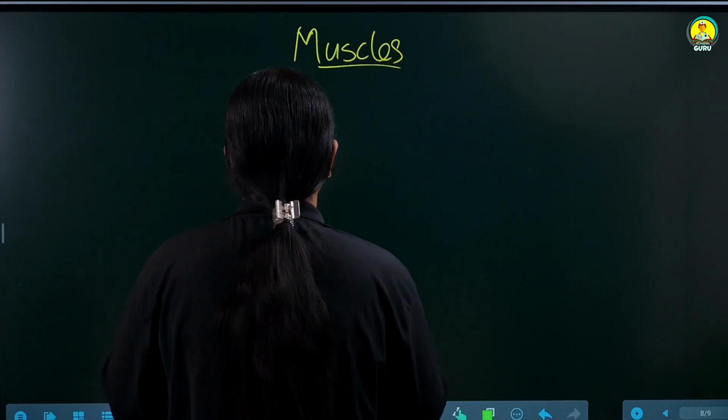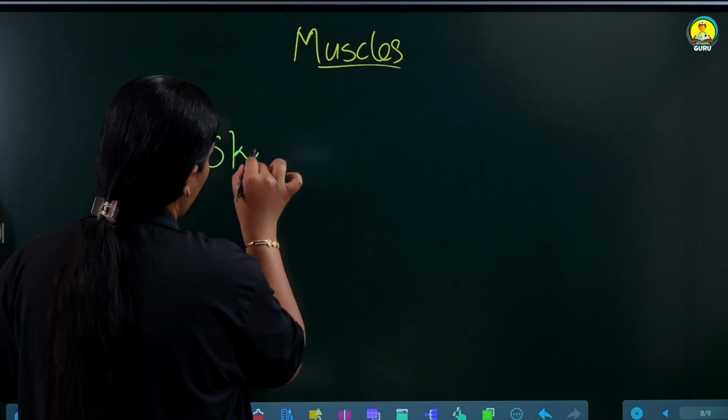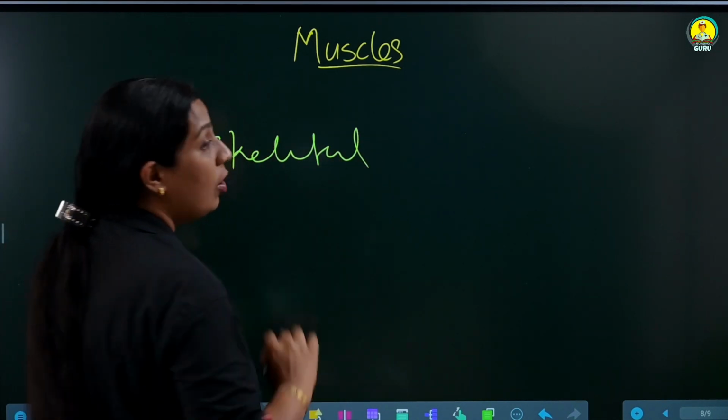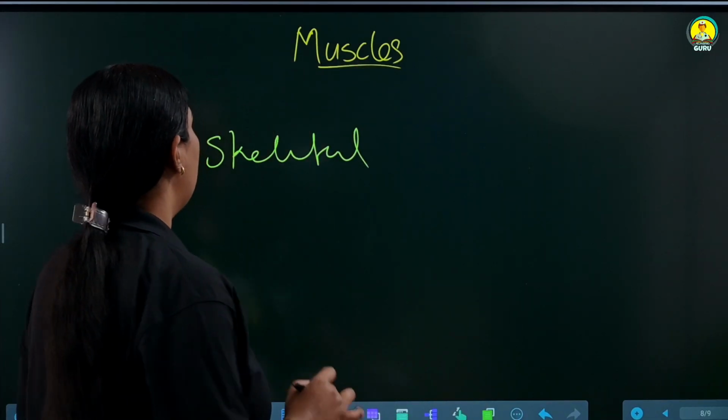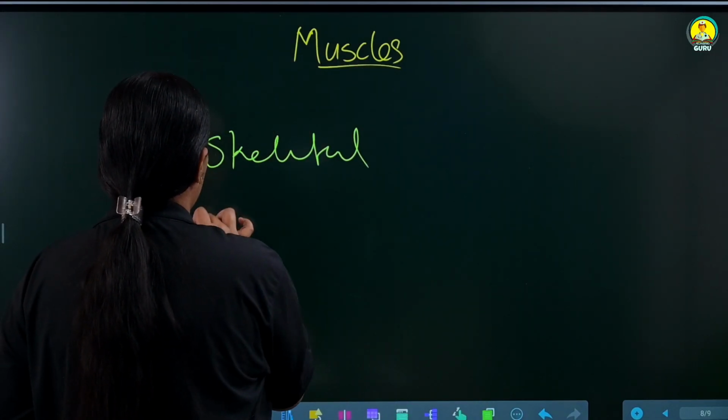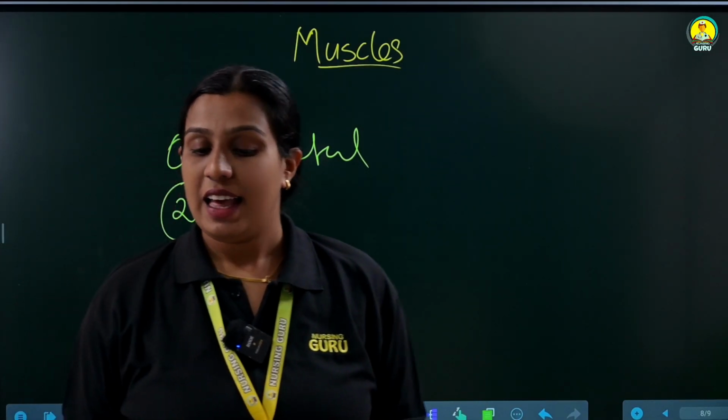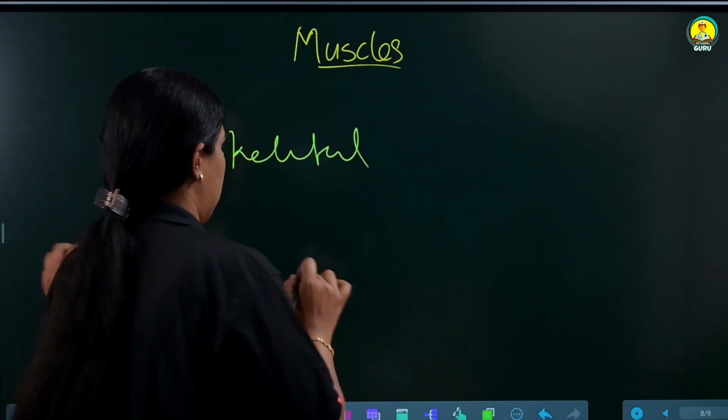First is which one? First one is skeletal muscles. Next is the second one, that is smooth muscles.